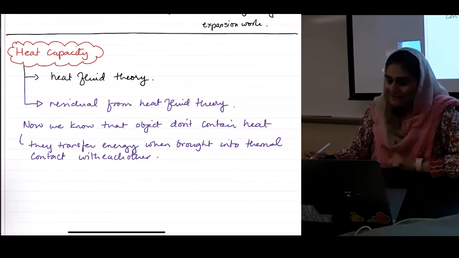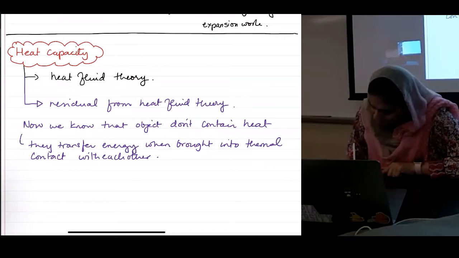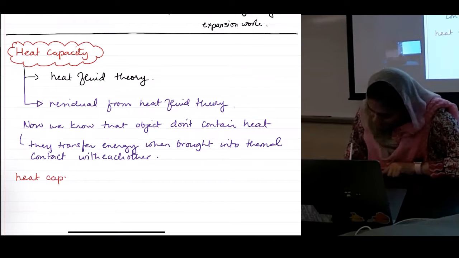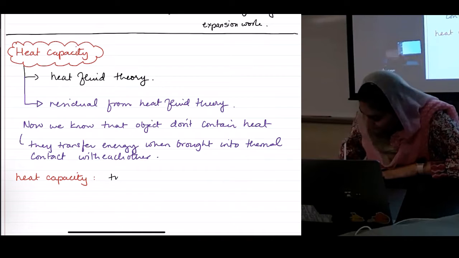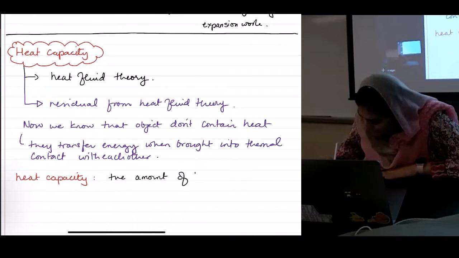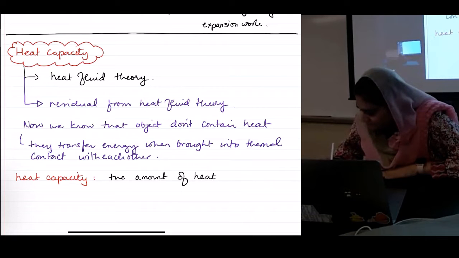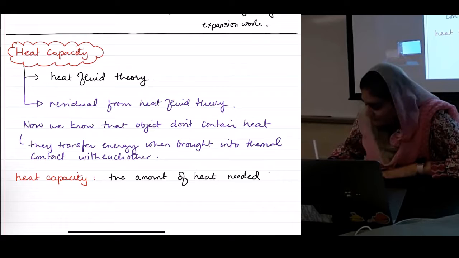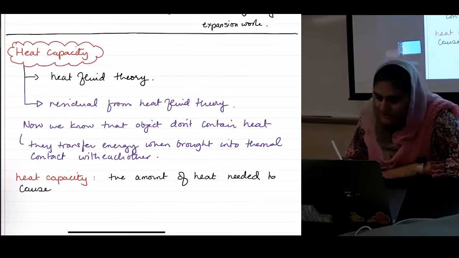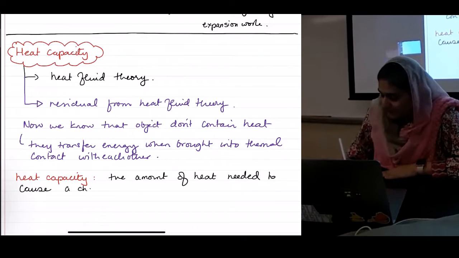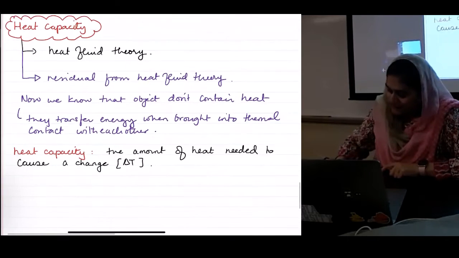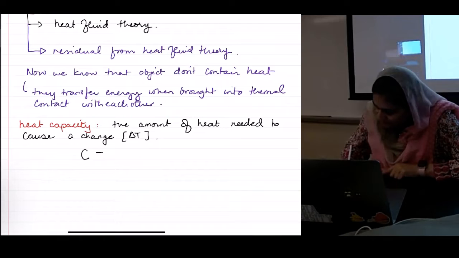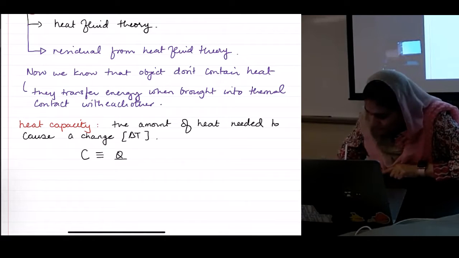So then what is heat capacity? It is the amount of heat needed to cause a change delta T. Defined as C equals Q over delta T.